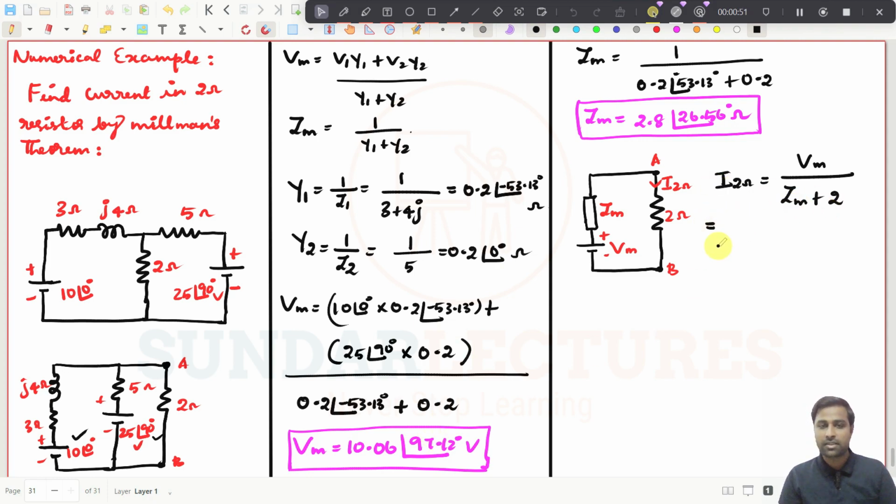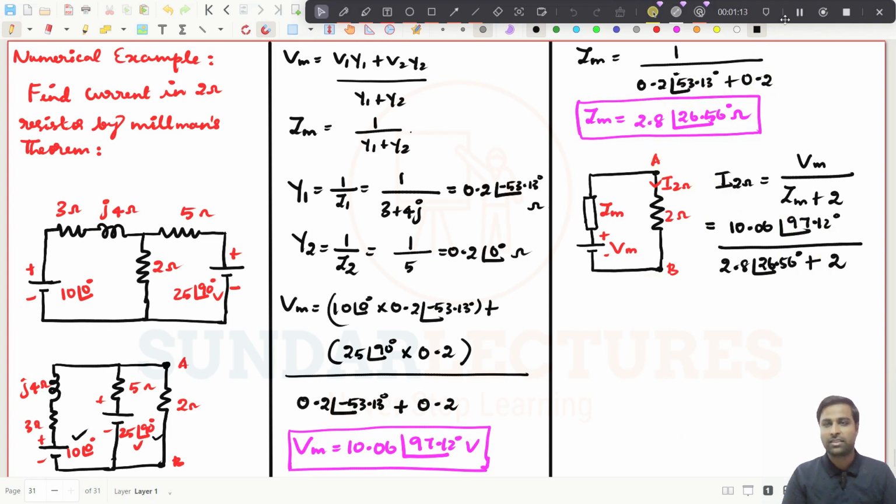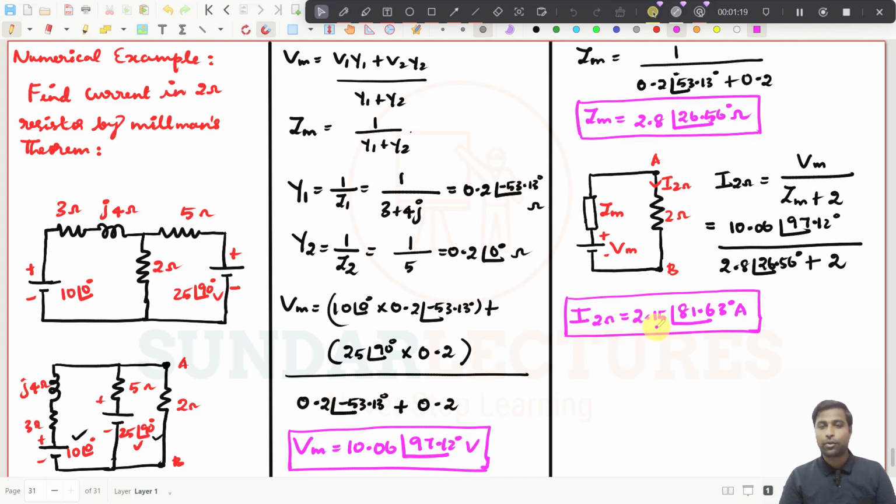So Vm, which is nothing but 10.06 at an angle of 97.12 degrees, divided by, whole divided by, and what is Zm? Zm is 2.8 at an angle of 26.56 degrees plus, and this is 2 ohms. That's all. This is nothing but I through 2 ohms now. So if you simplify this, you will get I through 2 ohms is equal to 2.15 at an angle of 81.63 degrees amperes. So now we have found the current in the 2 ohms resistor.